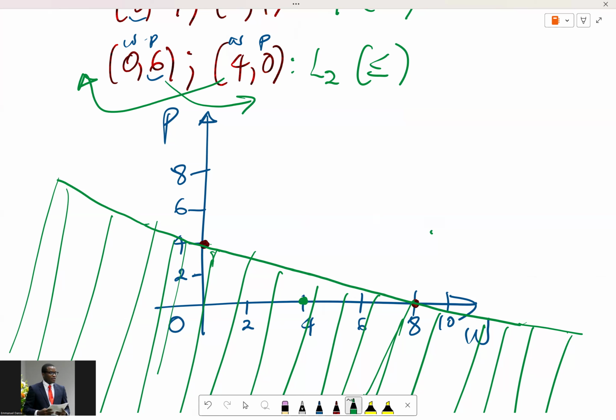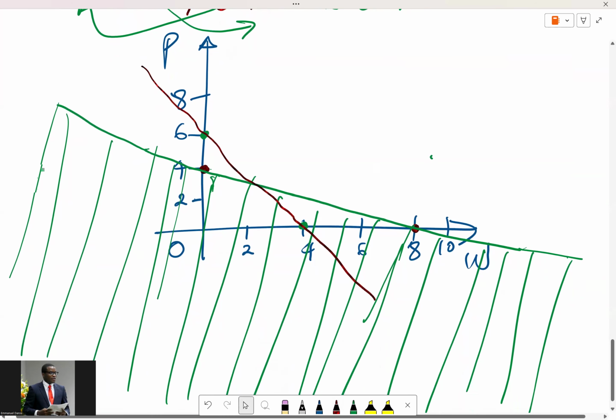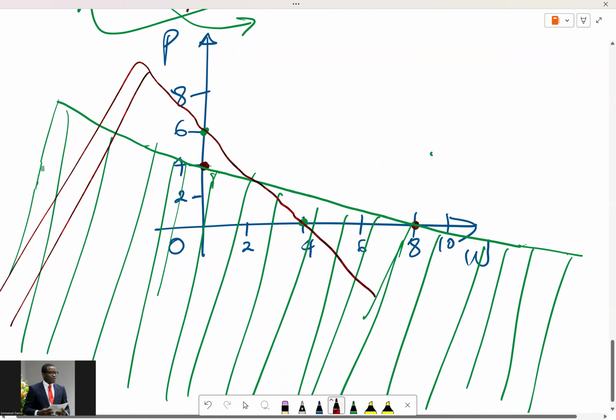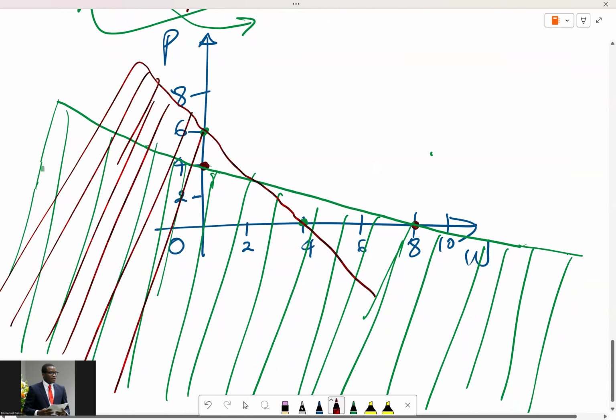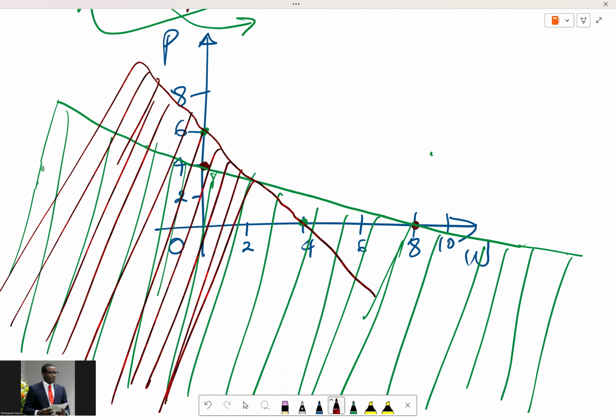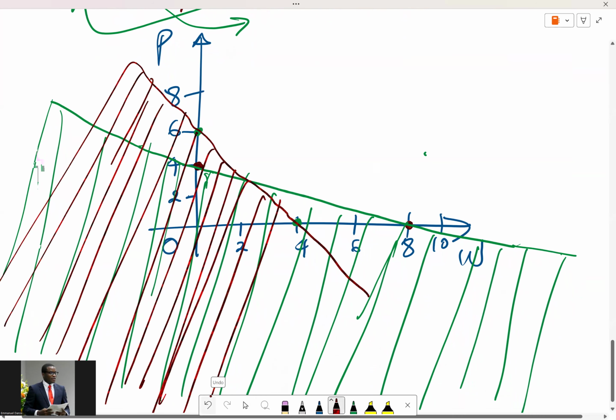Then this one can come back. So 0, 6. So when P is 6, W is 0. That means this particular point. So you can see these 2 points now, and you connect those 2 points with a straight line. And if you're talking about less than or equal to, it means you're also shading below. Less than or equal to is below. Greater than or equal to will be above. So it is less than or equal to that way.